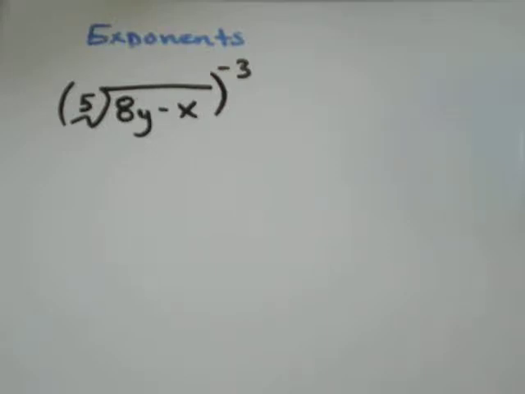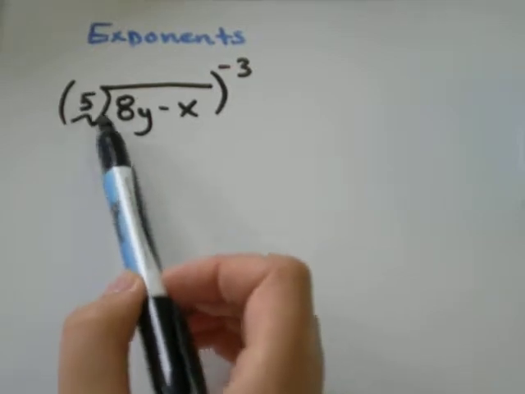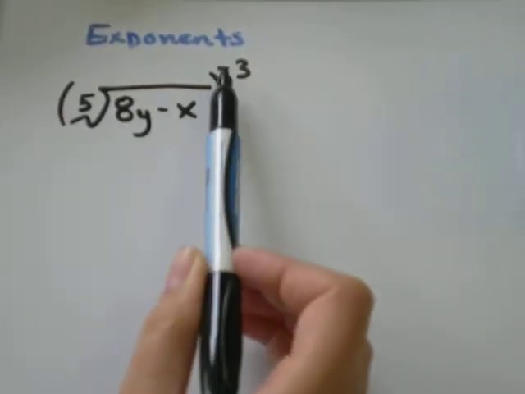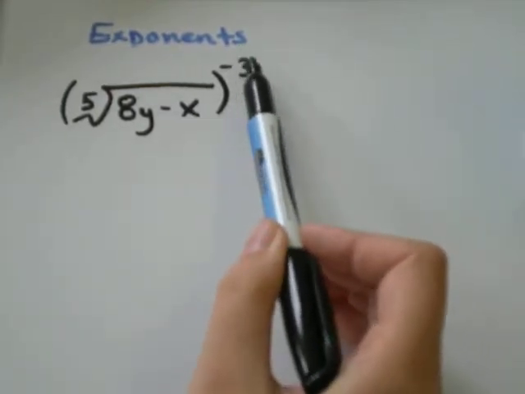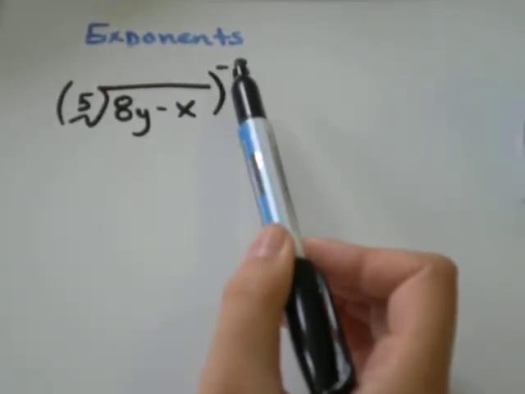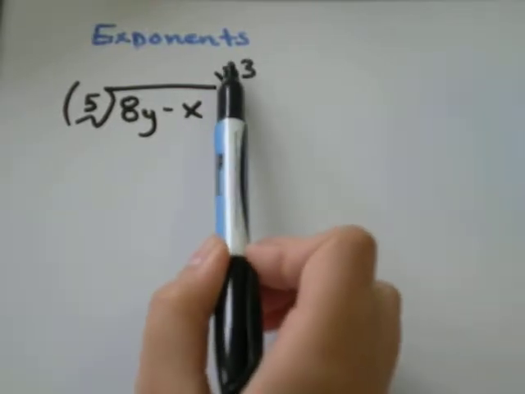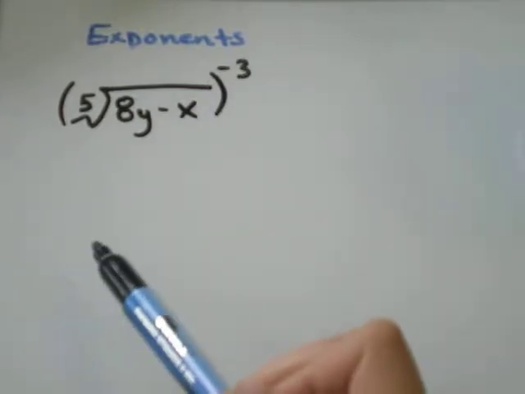Hey everyone, in this video I'm doing another exponent question, and it's got a lot of things going on. It's got the fifth root of something with two variables in it and a number, and it's got a set of brackets with an exponent, and that exponent's also negative. So I think the first thing we'll do is worry about the negative sign on our exponent.